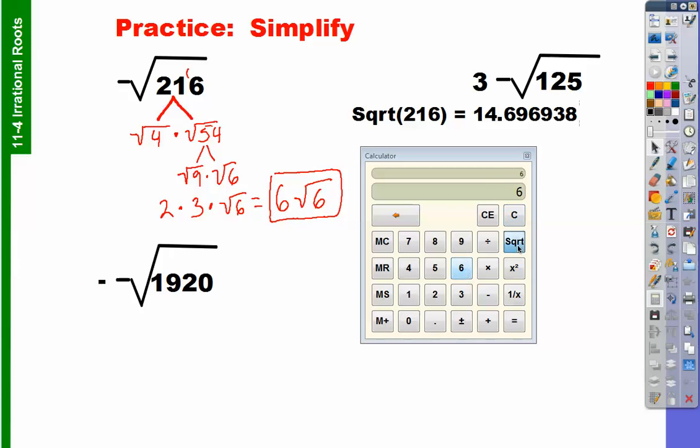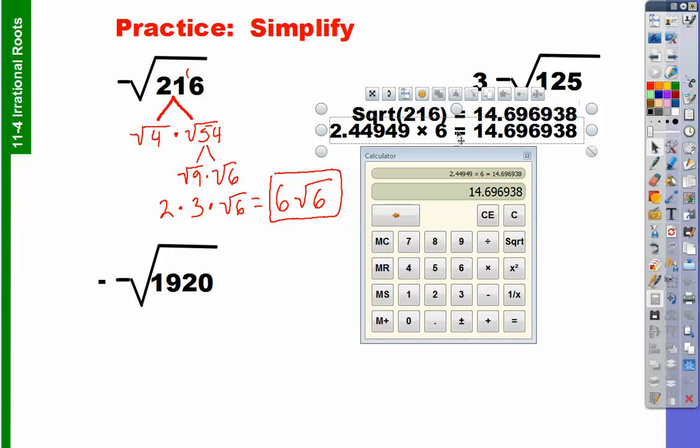So we have 6 times the square root of 6. Look at that, folks. Oh my gosh. It worked. They are equivalent. I did it on my calculator. I can see and hear that you are as excited about this as I am.